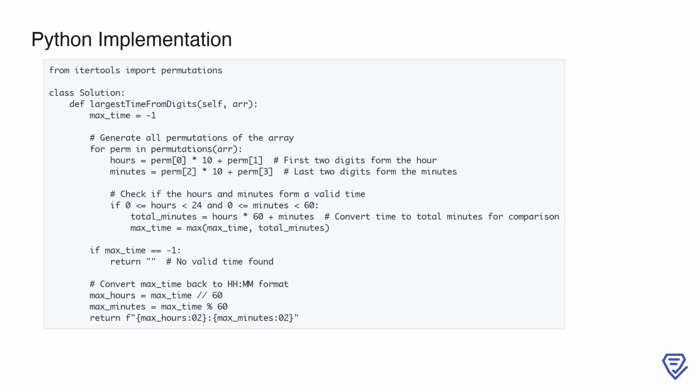5. No valid time. If no valid time is found after checking all permutations, the function returns an empty string. 6. Formatting the result. If a valid time is found, the max_time value, stored in total minutes, is converted back to hours and minutes. The f-string with max_hours:02 and max_minutes:02 ensures the output is in the correct HHMM format, with leading zeros if necessary. This implementation is efficient given the constraints, as the number of permutations is fixed: 4! equals 24. Each permutation is checked in constant time, making the solution fast and robust for the problem's requirements.